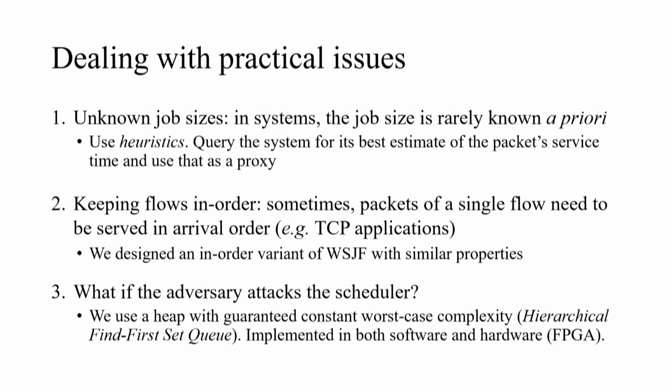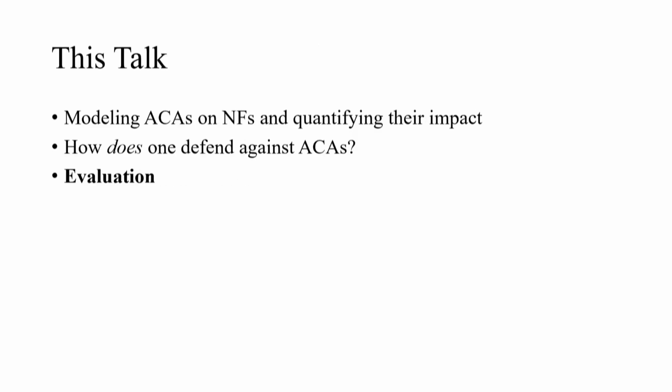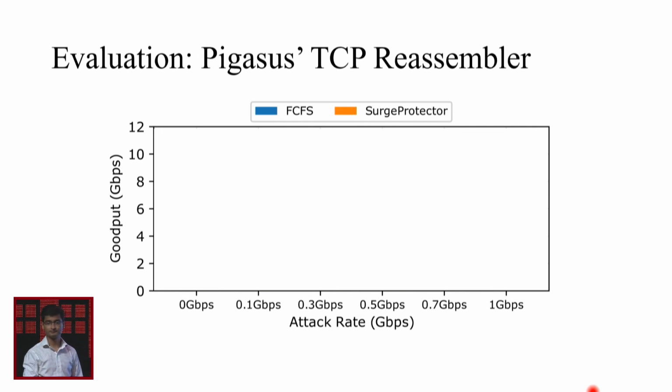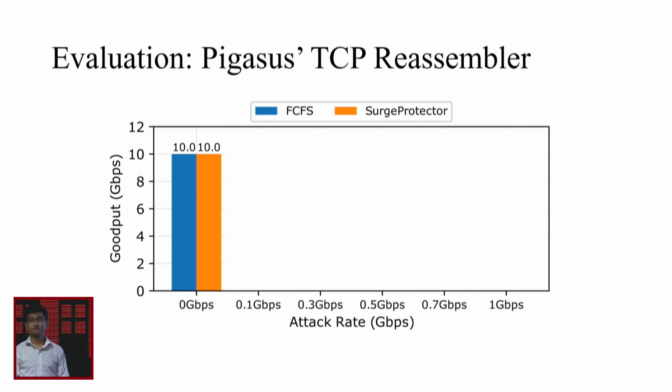So finally, I'm going to talk about a brief evaluation in the context of Pegasus. You can read more about this in the paper, but I'm just going to touch on one application here. So here we're looking at Pegasus's TCP reassembler. On the x-axis, we're going to sweep the attack rate, the attack bandwidth. And on the y-axis, we're going to look at the goodput for both FCFS and SurgeProtector-augmented versions of Pegasus. So we see that in the absence of any attack traffic, both versions of Pegasus are able to keep up with the input rate. Great. So we see 10 Gbps of goodput when there's no attack.